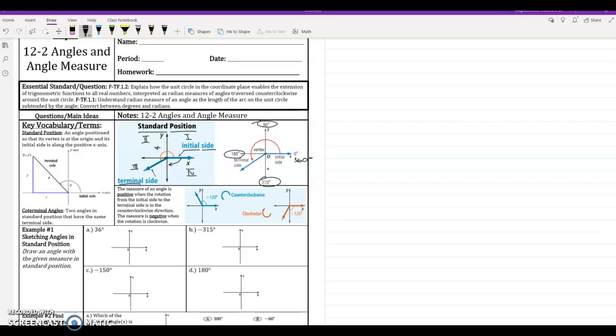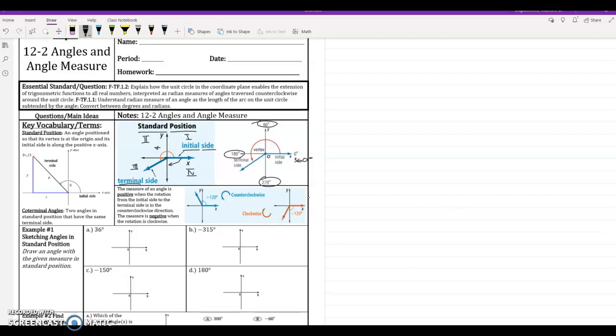They're really important because they're going to help us have checkpoints to figure out where our terminal side is going to end up. Okay? So if my angle of rotation is 100 degrees, I know that that occurs between 90 and 180, and so my terminal side should be somewhere in the second quadrant here. Okay, so that's why these quadrant numbers are really important. Okay, and we talked about rotating positively versus negatively.